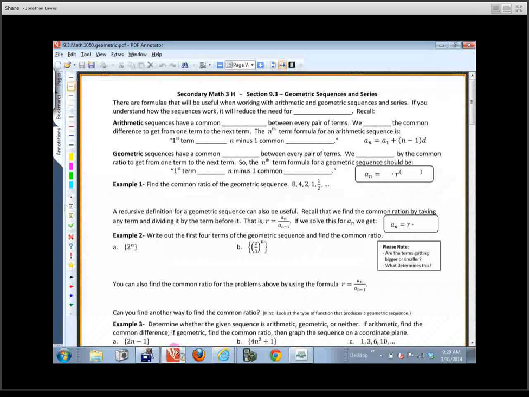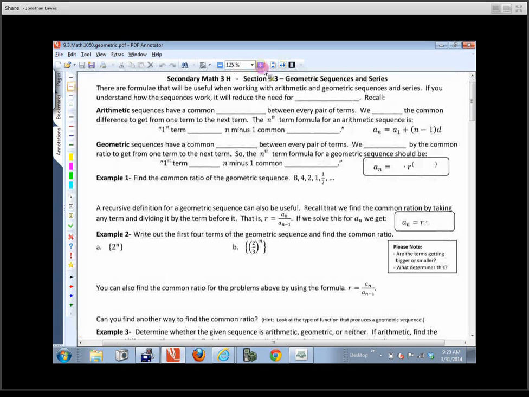We're probably not going to get through all of 9.3 today, but we'll get through the majority of it so you can at least have a sense for what's going on here. This section is on geometric sequences and series. So we talked about the difference between arithmetic and geometric, but let's just go through and summarize and make sure we're all clear on this.